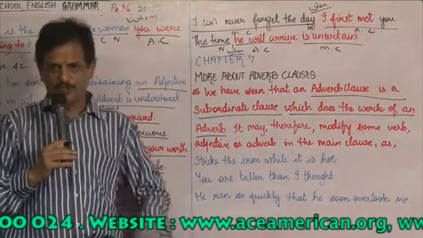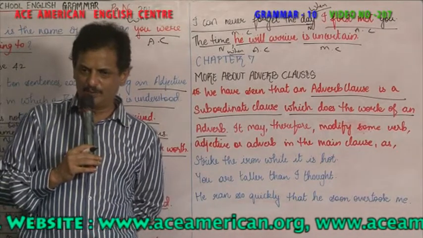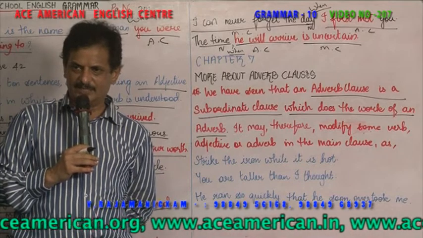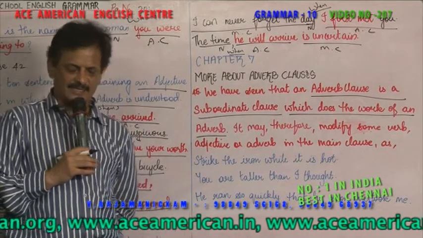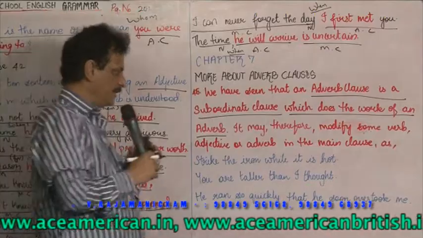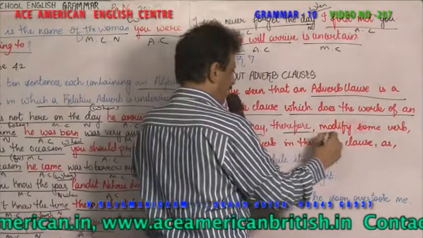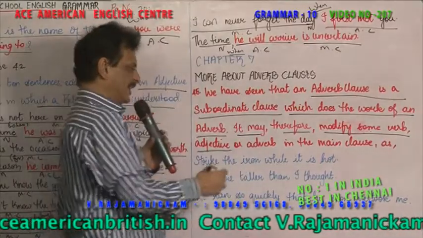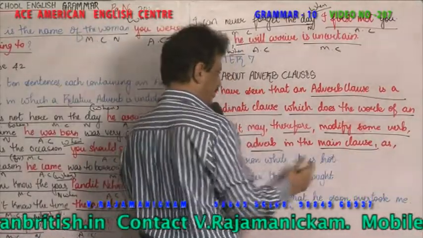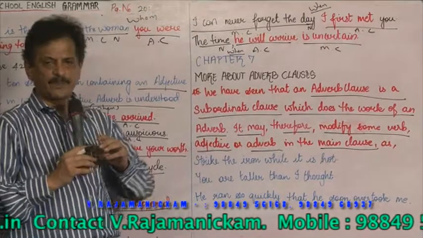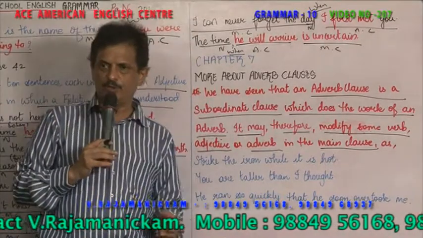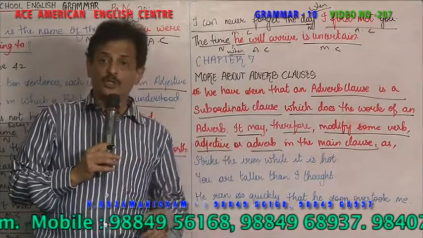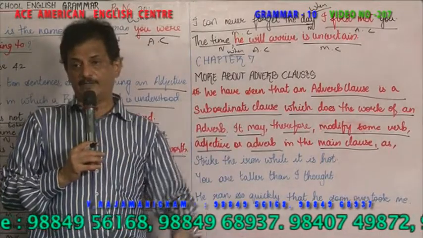What is an adverb? You ask a question to the verb: how, when, where, what comparison, what is the reason, result, and the answers you get are called adverbs. It may therefore modify some verb, it modifies an adjective, it modifies adverbs in the main clauses. So the duty of an adverb is to modify a verb, to modify an adjective, to modify another adverb.